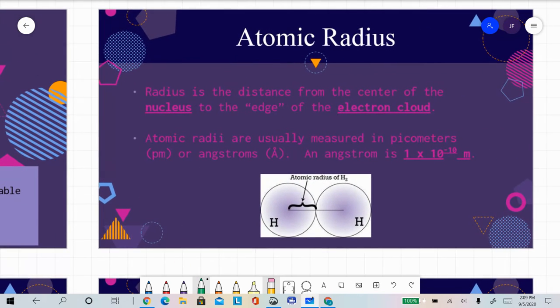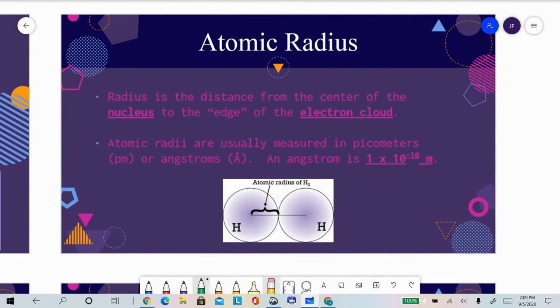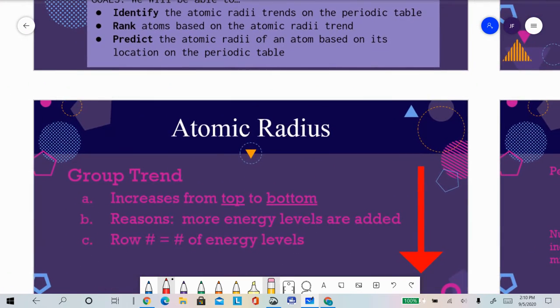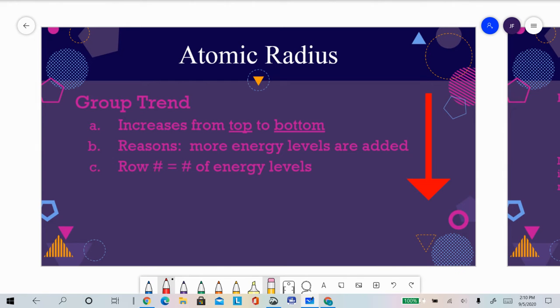Okay. So atomic radius is the distance from the center of the nucleus to the edge of the electron cloud, right? So if you look in this picture, from the center to the outer edge is our atomic radius. And it is usually measured in picometers, which is really, really small. And there are trends on the periodic table that help us rank who has a bigger atomic radius.